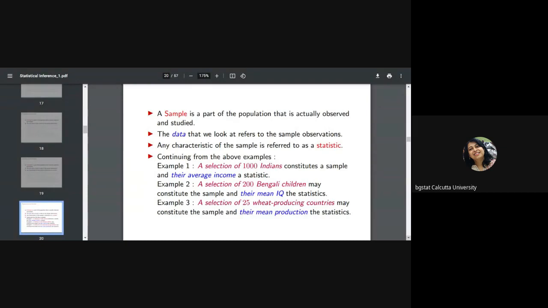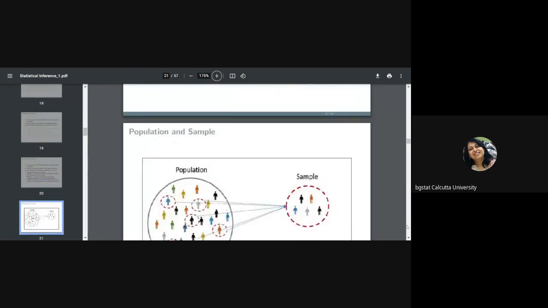We can select 25 wheat producing countries from the entire population and look at their sample mean production. Each of these are based on the sample. They're the same concept as the population parameter, but they're based on sample measurement, and hence our term for these quantities is statistic. So each of the mean, standard deviation, variance, correlation, whenever it refers to the sample, it's called a statistic. Not statistics, but statistic in the singular.